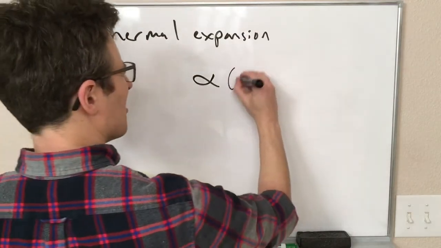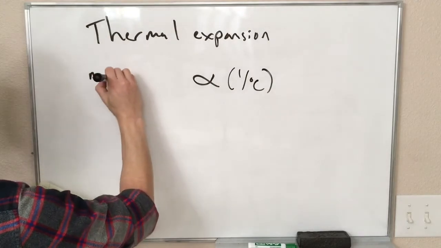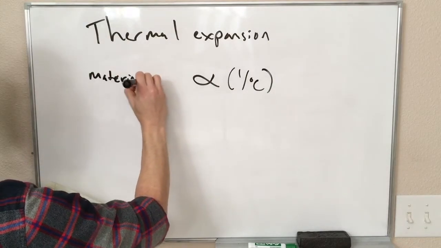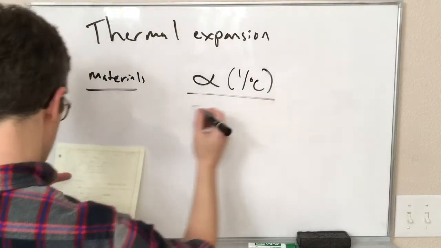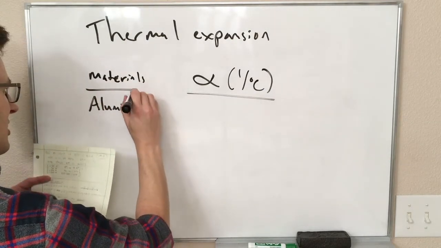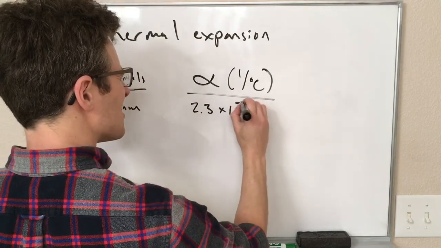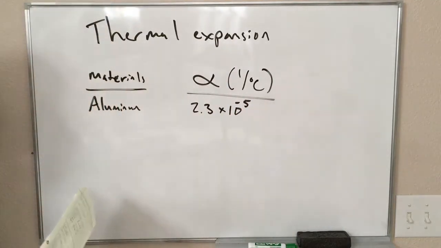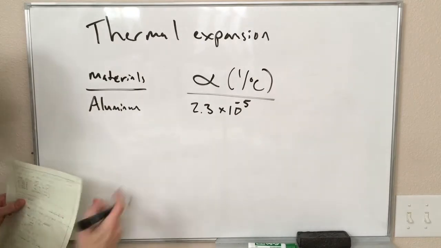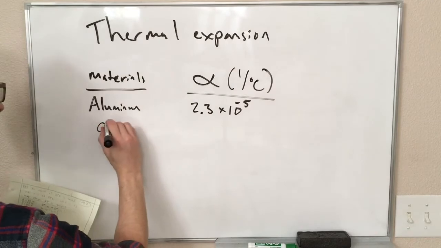So this is in units of 1 over degrees C or 1 over Kelvin, either way. So here are just a few materials. Aluminum has an expansion coefficient of 2.3 times 10 to the minus 5. Well, we'll do the other one and then we'll talk about what it means.